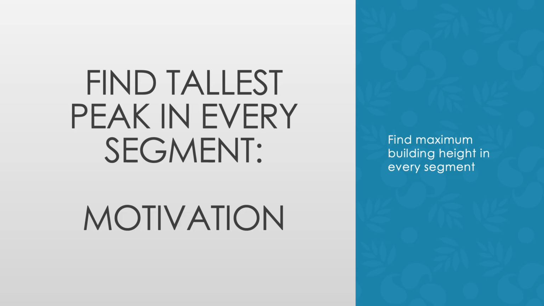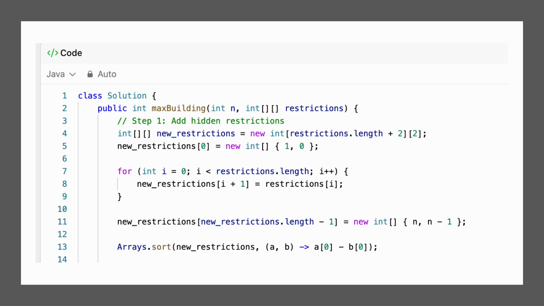And this was the 4th step: find the tallest peak in every segment. Now we come to the code part. So basically this is my step 1: to add new restrictions. And we have to add 2 new restrictions, remember? So that's why we do +2 to the length. And then my first restriction was my first building will have a height of 0. Let's just set it equal to 0.